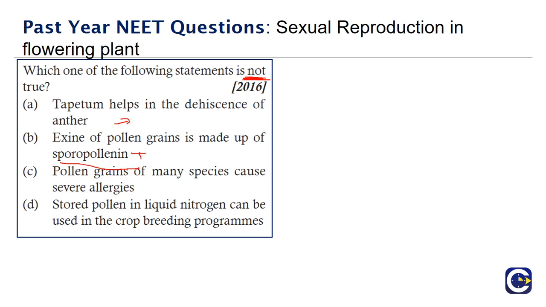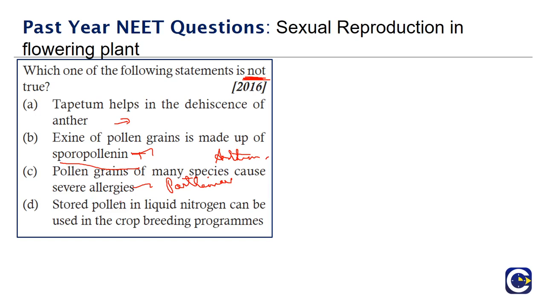Pollen grains of many species cause allergies. Yes. Example in Parthenium, we know the small white flowers seen in the pathways or in any common places. This is known to cause asthma, skin allergies and various other conditions.